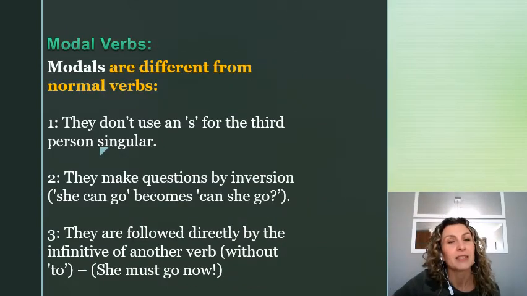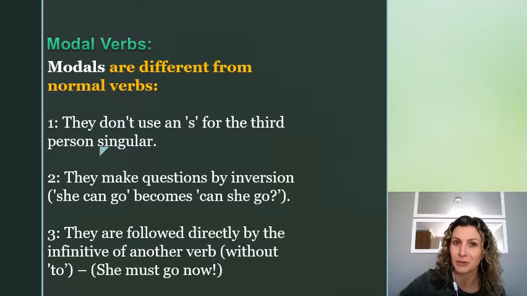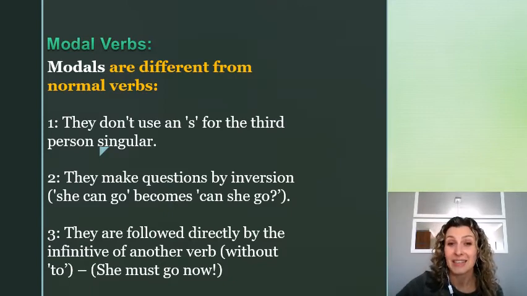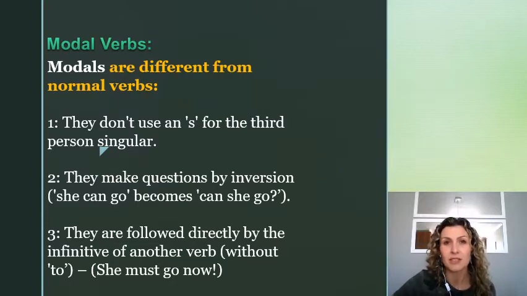So, some details about modal verbs, okay? Modal verbs are different from normal verbs. They don't use an S for third person singular. Remember, in simple present, we have to add S for he, she, and it. But here, with modal verbs, we don't apply this rule.